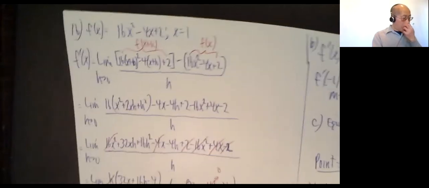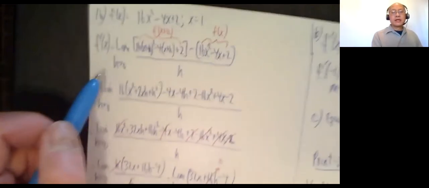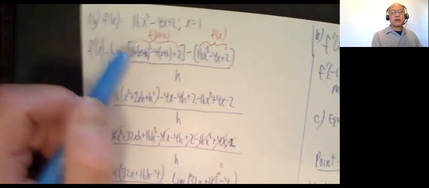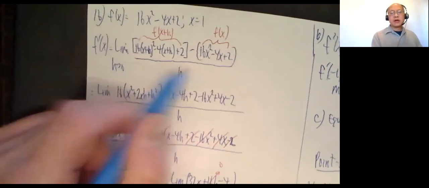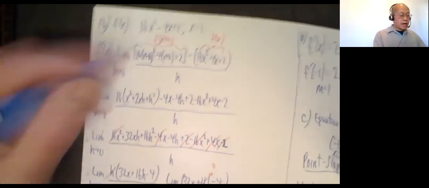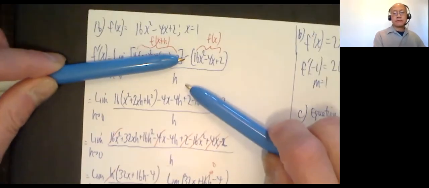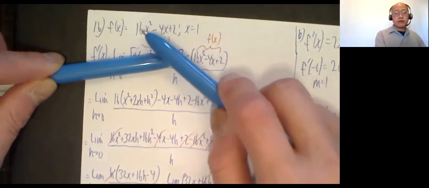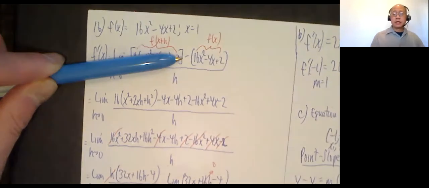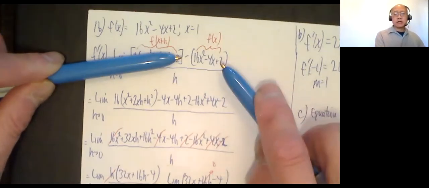So here we go. So f prime of x, by formula, it's limit h approaches 0, f of x plus h minus f of x all over h. Okay, now the bottom is easy. The bottom is always h. This is not that hard either. F of x is just the original function in parentheses. So just put in parentheses 16x squared minus 4x plus 2.